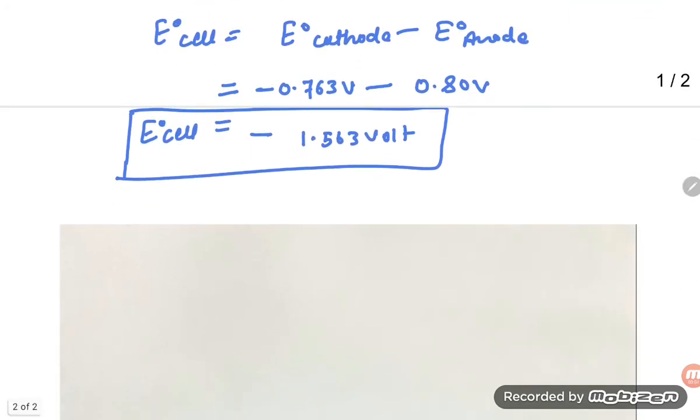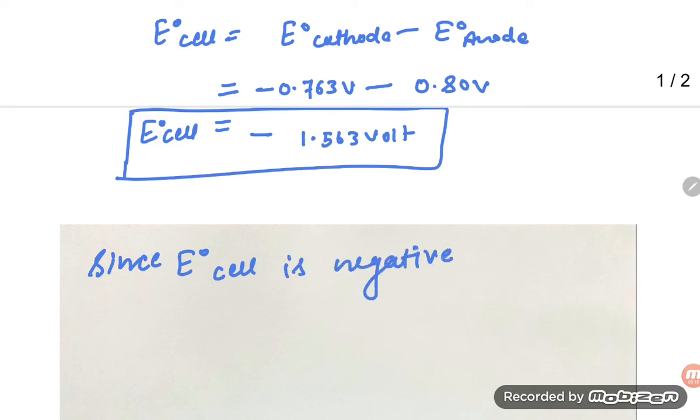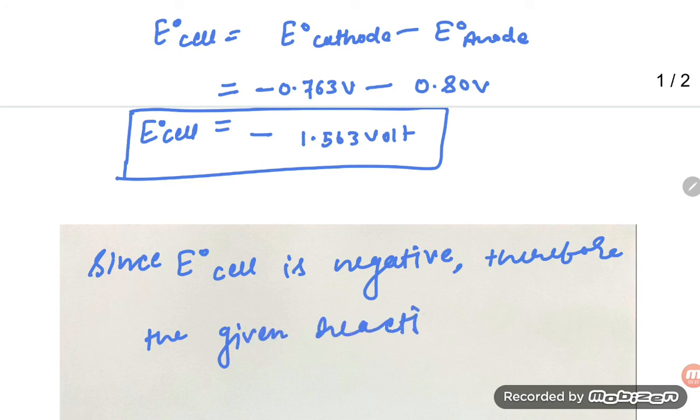Now students, here you see what we can say. Since E naught cell is negative, if it is negative, the reaction is not feasible. Therefore, the given reaction is not feasible.